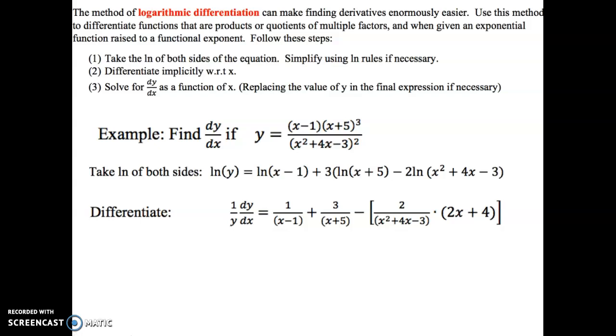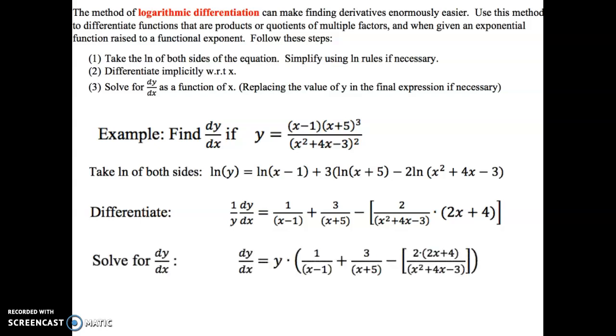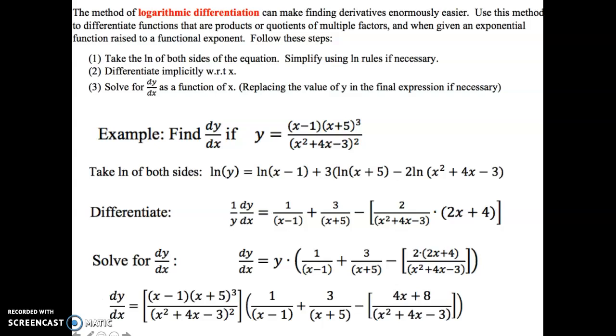My next step is solve for dy/dx. So I'm going to cross multiply here, and I'm going to say dy/dx is equal to y times what I just had there. And then my last step is this gigantic expression that I had for y. I now can substitute back into this expression for y to get my derivative in terms of just x.